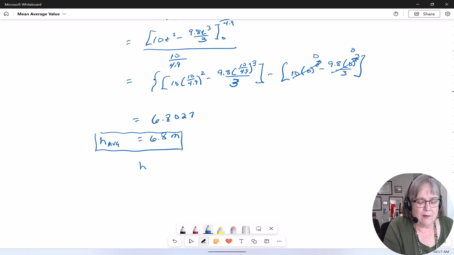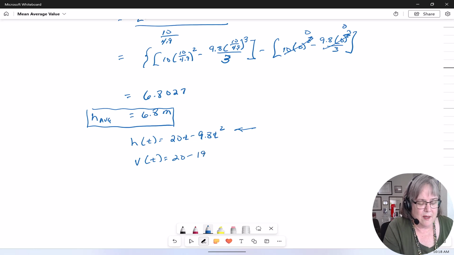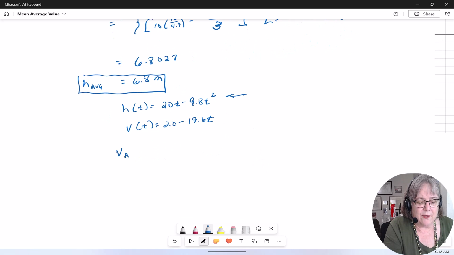So what you had was a height function. And if you remember from previous work, when you take the derivative of a position-based function, you get velocity, and the derivative of velocity is acceleration. So if they're wanting me to talk about velocity, I need to take the derivative of the position function. So the velocity function is the derivative of this height function. So it'd be 20 minus 19.6t.